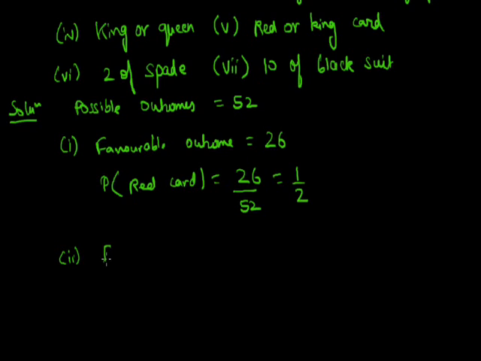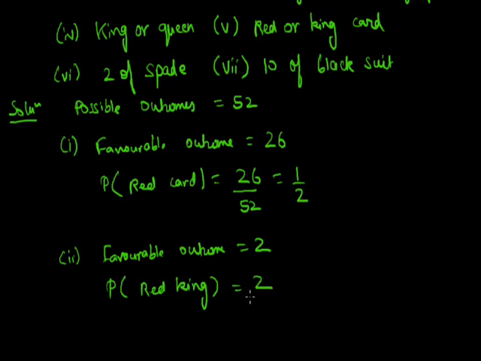So our favorable outcome will be equal to 2, because there are two red suits and each suit consists of one king. The diamond suit consists of one diamond king, and the heart suit consists of one heart king. So there are two red kings, and our favorable outcome will be 2. So the probability of getting a red king will be equal to favorable outcome, that is 2, divided by possible outcomes, that is 52. So the probability of getting a red king will be equal to 1 by 26.